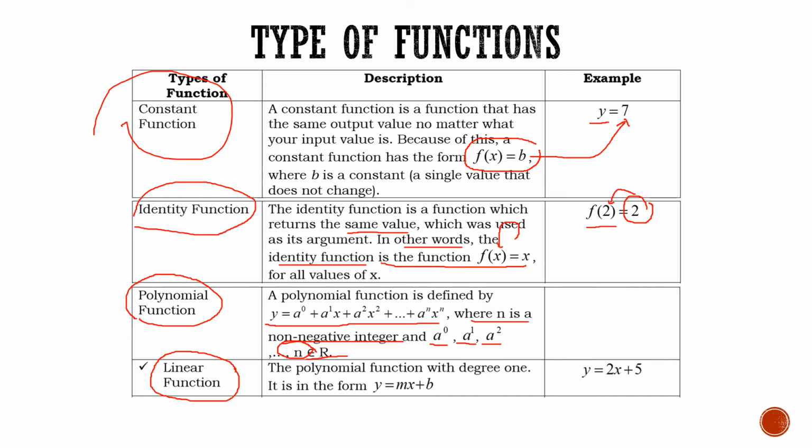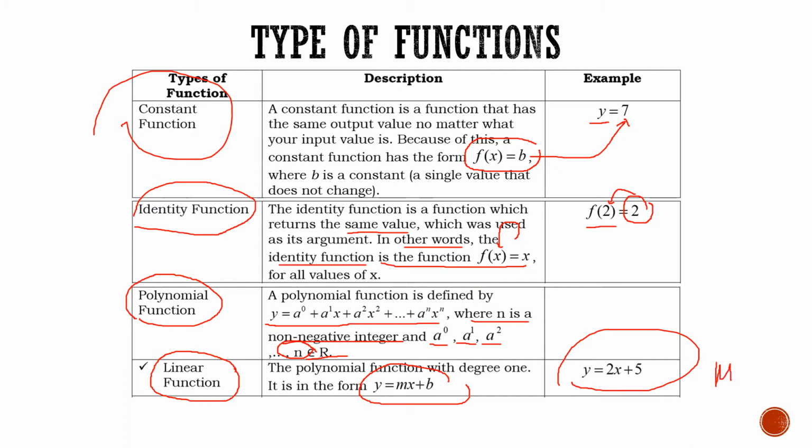Meaning to say, from the word linear function, it is a function that represents a line. That's why, going back to your geometry, we just simply use y is equal to mx plus b, where your m is your slope and your b is your y-intercept. So an example of this will be y is equal to 2x plus 5, where 2 is your slope, and positive 5 is your y-intercept.